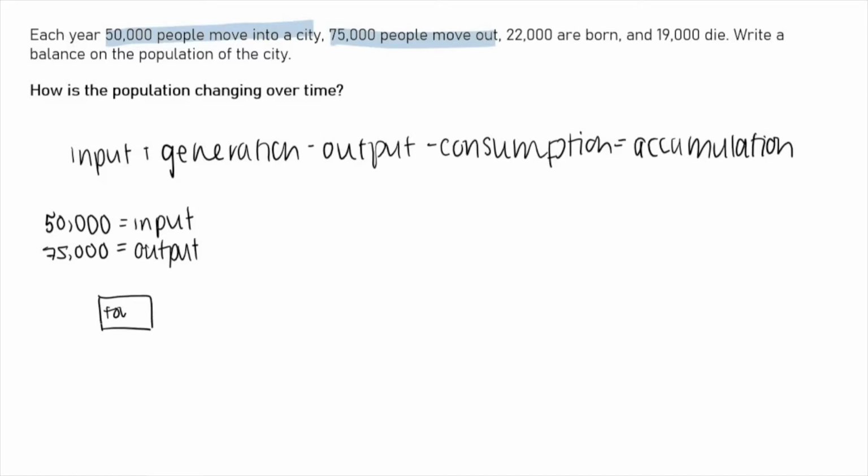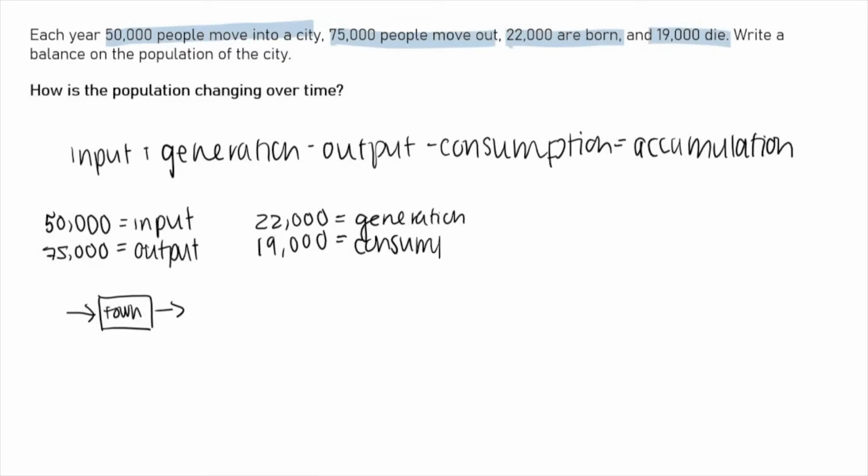If you think about it, if this was the town, 50,000 people are moving in and 75,000 people are moving out. And then it also says that 22,000 people are born. So 22,000 people can be the generation, because they weren't really moved in or out of the town, but created within the town. And similarly, 19,000 people die. So that can be attributed to the consumption.